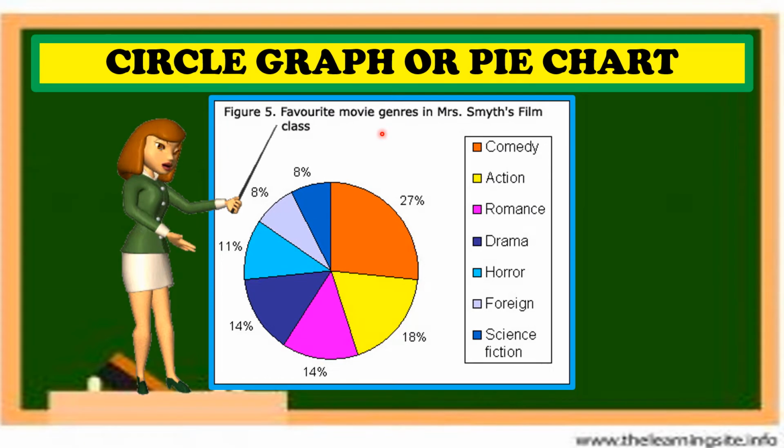It's an example of a circle graph or pie chart. So we have the circle graph, we have the percentage, then we have the different colors, which are represented as the legend of the given circle graph.